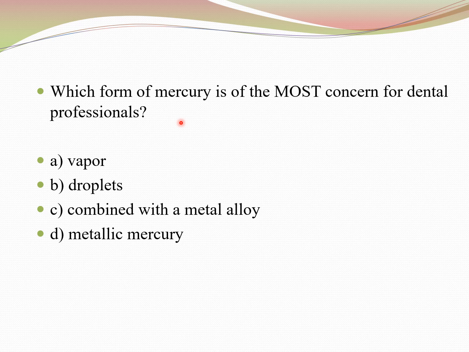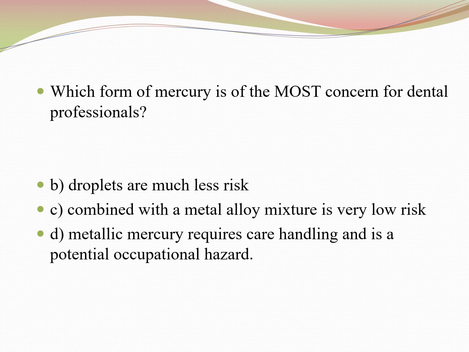Which form of mercury is the most concern for dental professionals? Vapors, droplets, combining it as a metal alloy, or the metallic mercury? And that would be A, vapors through the inhalation route. That is one of the reasons there are so many restrictions on the removal and the safety of removing old amalgams, to keep that vapor out of the offices and anybody, especially dental personnel, from inhaling those vapors.